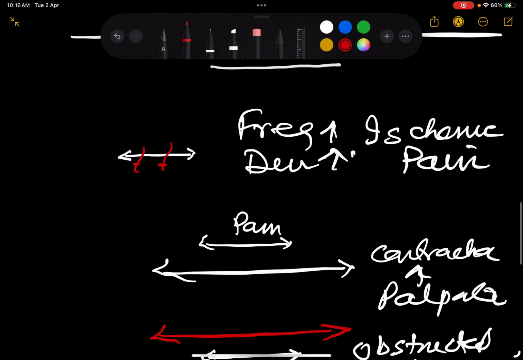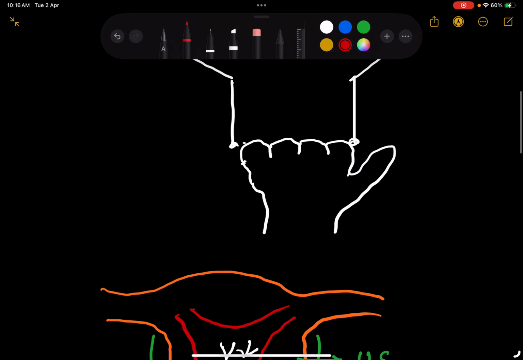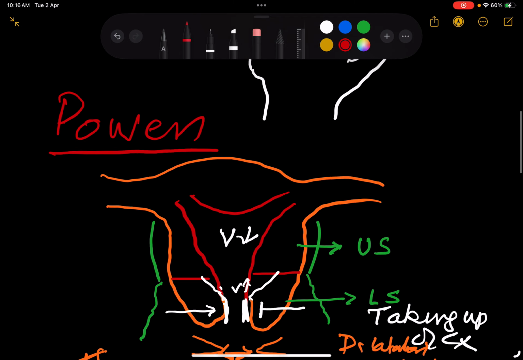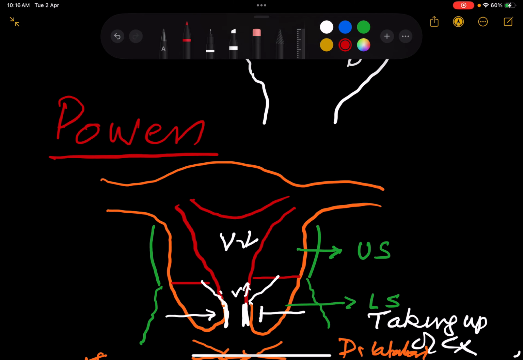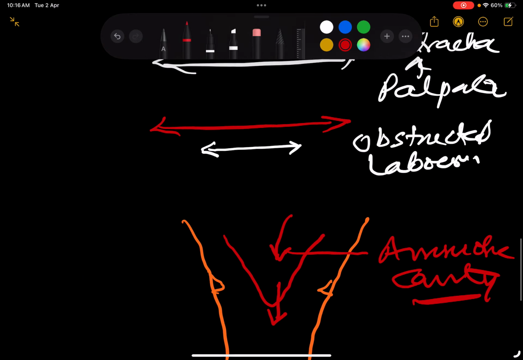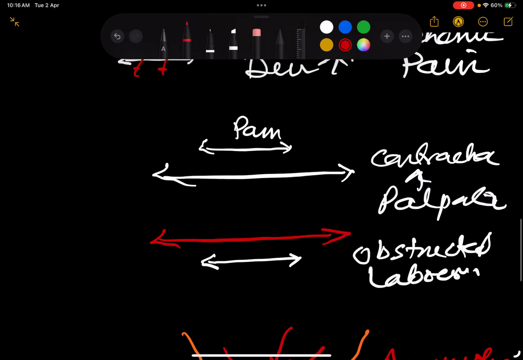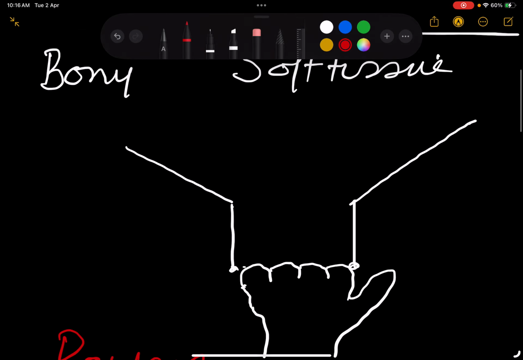So this is the mechanism of the powers. The contraction, relaxation, but retraction phase of the uterine muscle. And that's what happens to soft tissue. The bony passages stay almost the same.